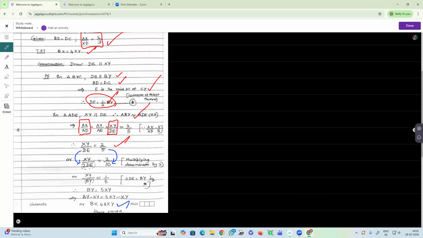But we know that equals can be subtracted from equals. The remainders will be equal. So BY minus XY will be BX and 5XY minus XY will be 4XY, hence proved. Okay. The shortest method of proving this.